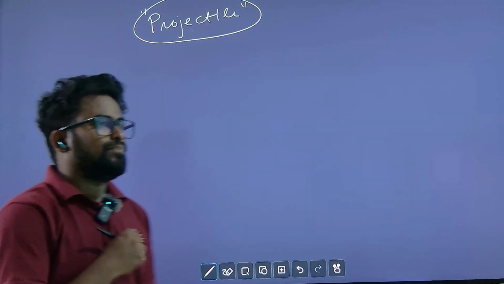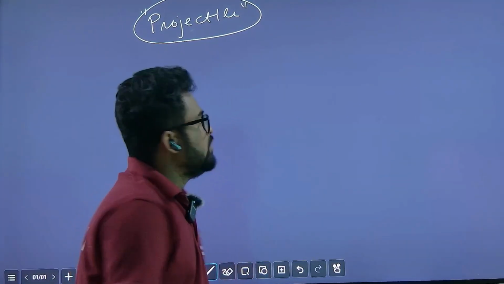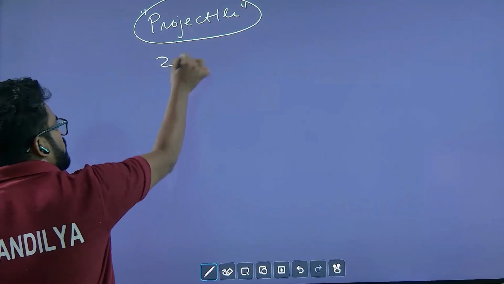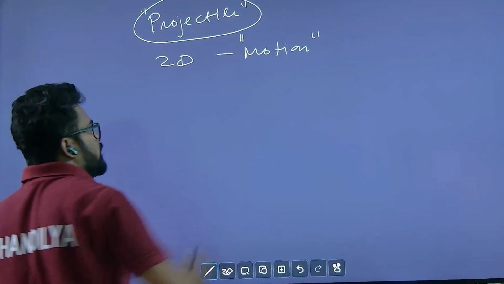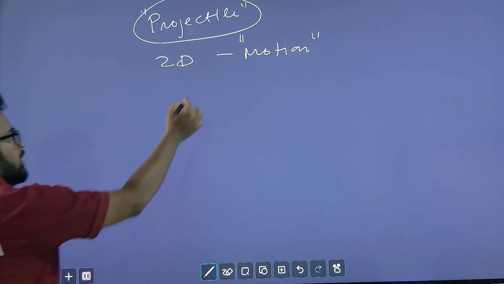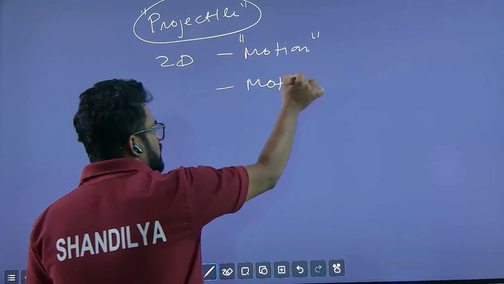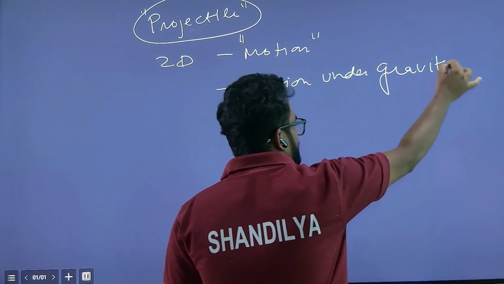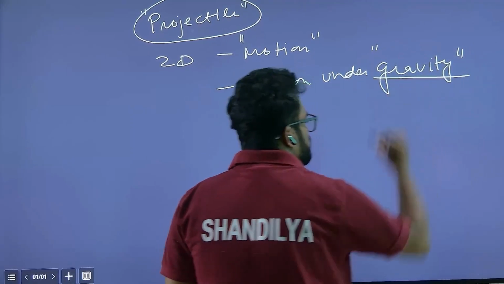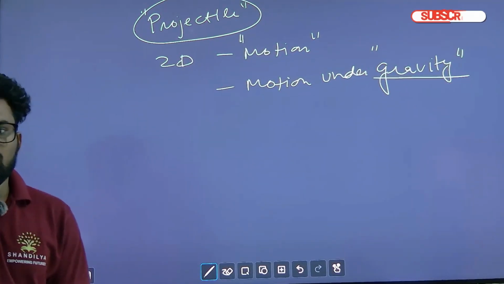So let's see projectile motion. It's a two-dimensional motion, first of all, 2D motion. Got it? And it's also a motion under gravity. We can connect it with some other force also, like electrostatic. When you talk about a charged particle doing the same projectile, we can replace the gravity with electrostatic force. So in that case also the same topic can be made.